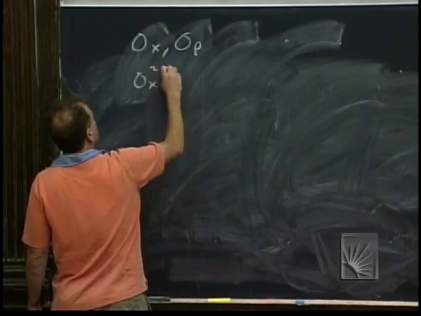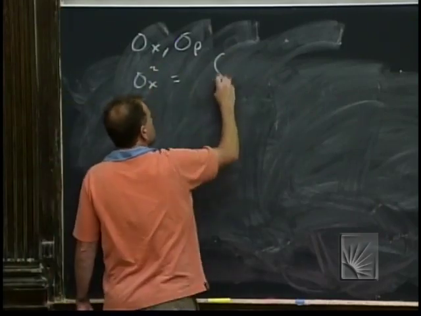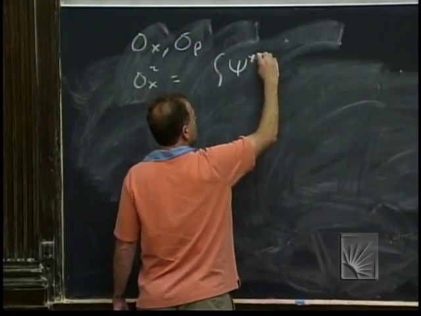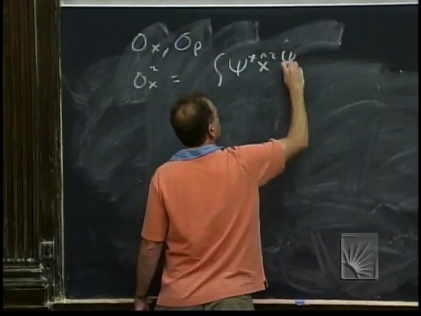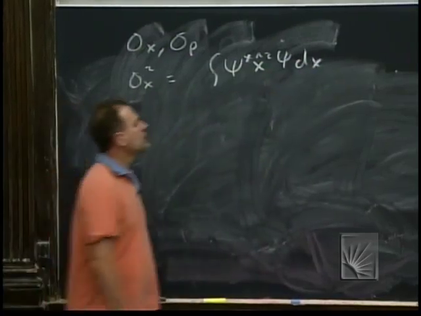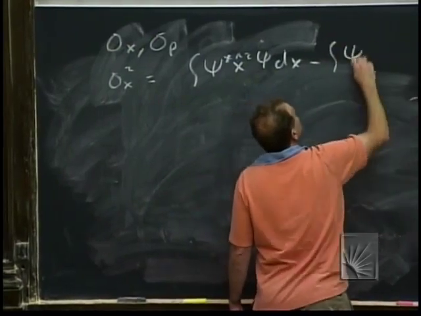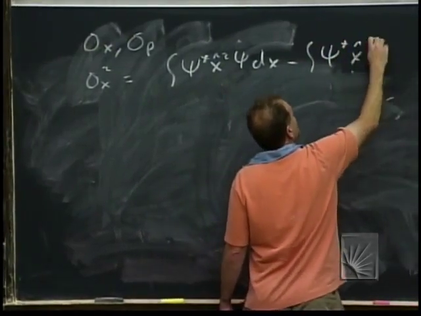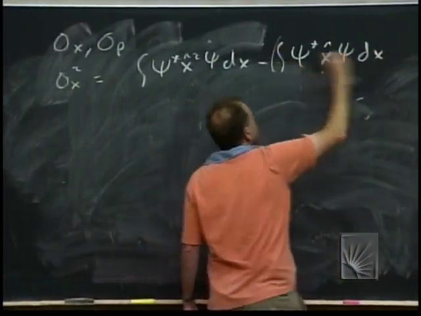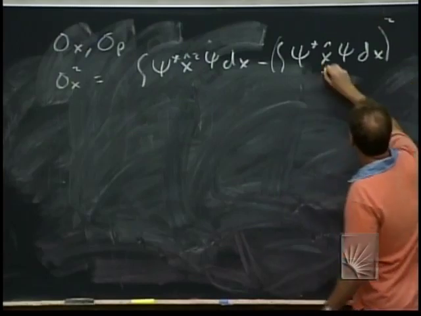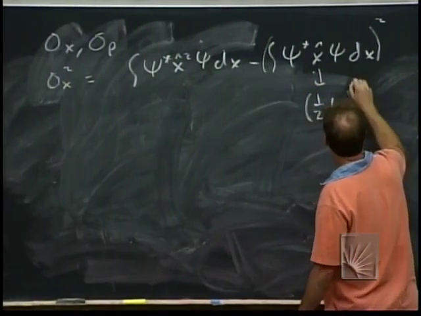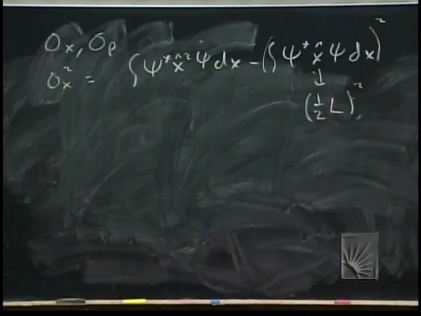Sigma x squared, let me write just the square down, just to be clear about it. That ought to be, take the x hat operator, square it, and do that. That's essentially the average of x squared, minus the integral of psi star x hat psi dx. That's the average x squared. We already found that. That's 1/2 L squared. So I don't need to do that integral.